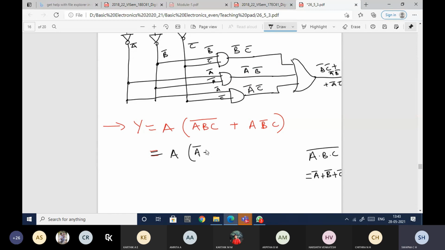So A bar, I have A here, so A bar. In between I have dot, so I've taken plus. B I have, so B bar. Dot I have, so plus. C I have, so C bar. Plus this A, B bar, C I'll take as it is.